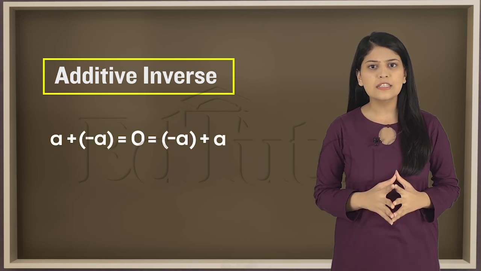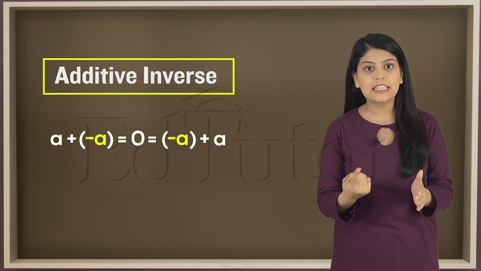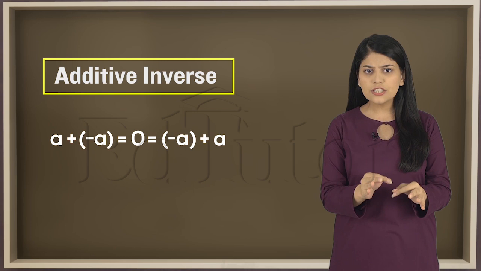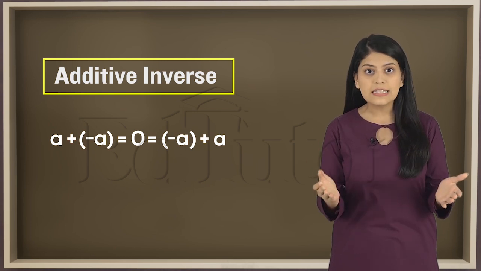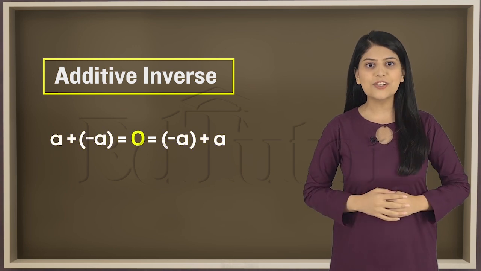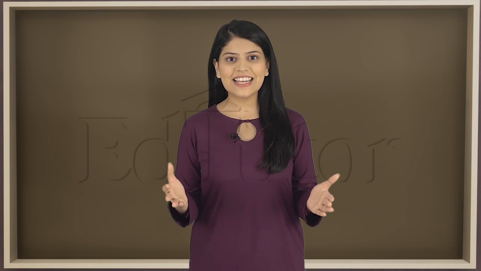To generalize this, we can say that for any real number a, we have its additive inverse negative a. And the addition of a number with its inverse either like this or this will result in a 0, which is the additive identity. That's it. We have discussed the properties of real numbers, but under addition only. There are many more to go. We will discuss them in the next session.